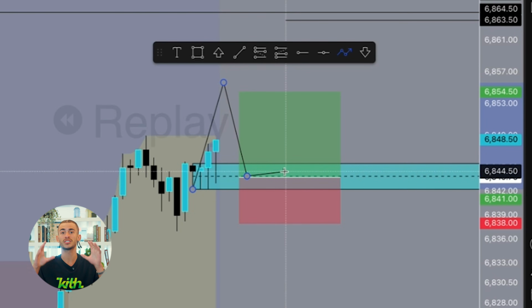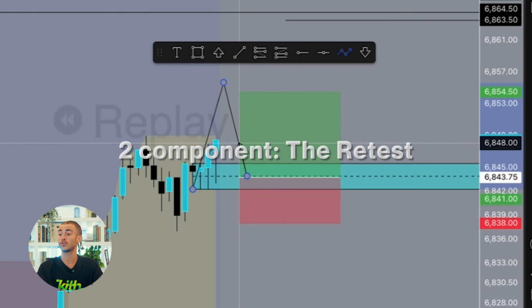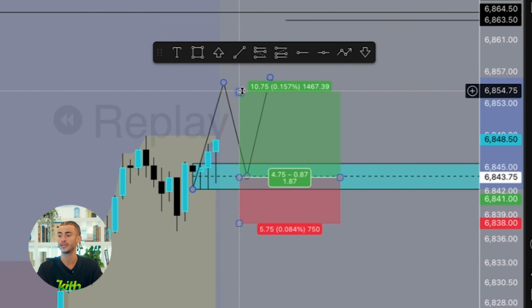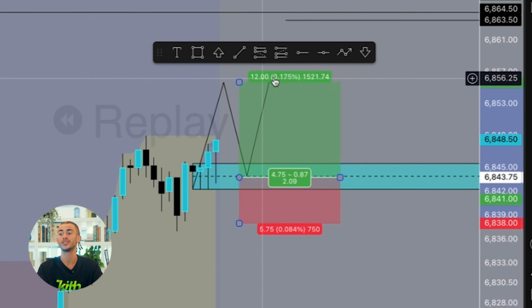Test simply means touch. As traders, we like to use a lot of weird fancy words, but all the test means is touch. So then as price retests this midpoint, we're expecting it to continue moving in the same direction that it broke out to, which in this case was the upside.